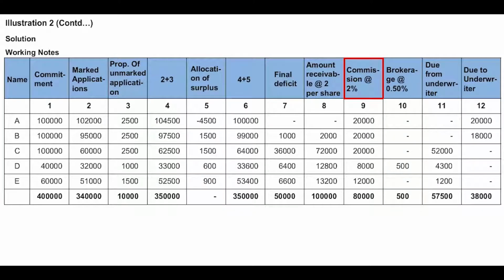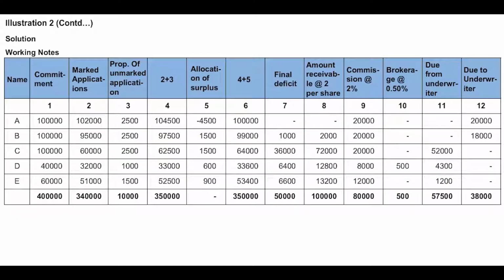But the underwriter will also receive the commission of 2%. So underwriter will also receive the commission of 2% of their gross liability. So 20,000, 20,000, 20,000, then 8,000 and then 12,000. So these are the amounts of commission which is receivable by the underwriters, and this commission is calculated on their gross liability.